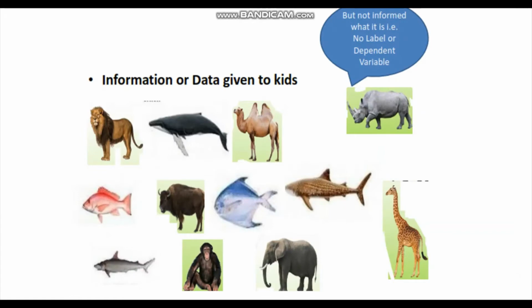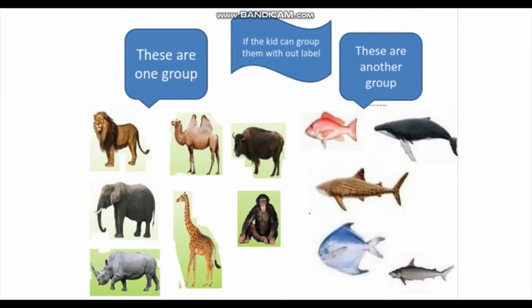Now suppose you give these images to some students or kids without any label, without informing what is what, which variable is what. How do they deal with this data? They will arrange this into groups based on similarity. Like they may arrange based on four-legged animals, for example, lion, elephant, rhino, camel, giraffe.